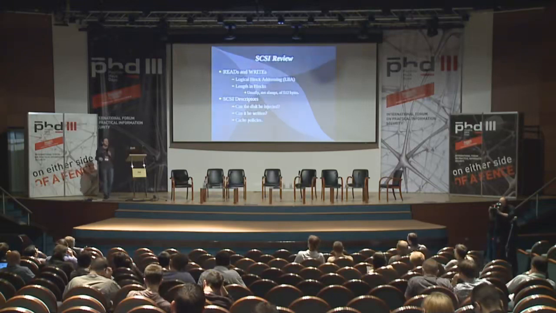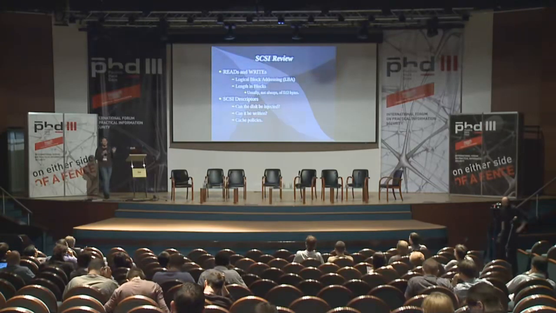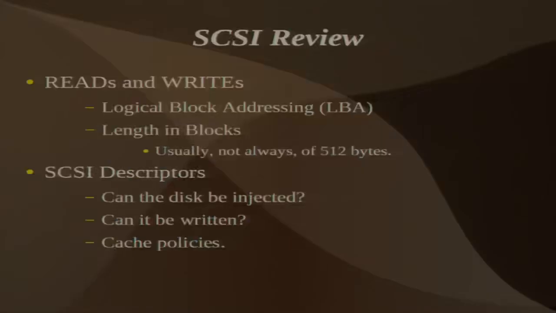Now, SCSI reads and writes are done in terms of logical block addresses. And these are done in terms of 512 bytes. So address 0 in SCSI is the first 512 bytes of the disk. That's the first sector. Address 1 is the second 512 bytes. There is no way to address anything smaller than a block. So you can't read a byte at a time, you have to read a block at a time.